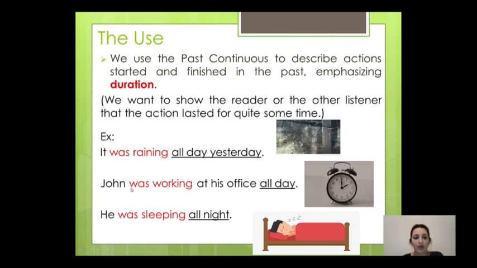Or, in the other example, John was working at his office all day. So look at this ticking clock. He was working all day long.